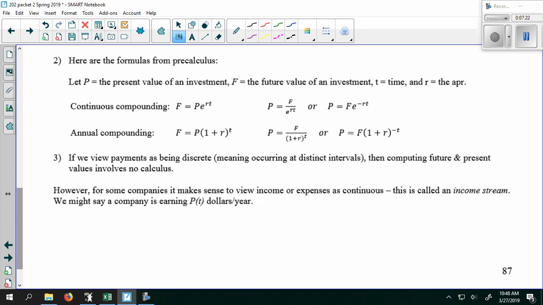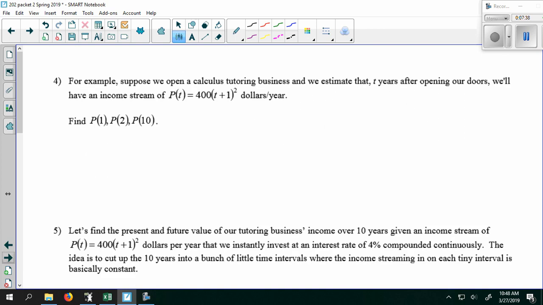However, for some companies, it makes sense to view income or expenses as continuous, and we call this an income stream. And we might say a company is earning P of T dollars per year. P of T is the income stream. So for example, suppose we open a calculus tutoring business and we estimate that T years after opening our doors, we'll have an income stream of P of T, which is 400 times (T plus 1) squared dollars per year.